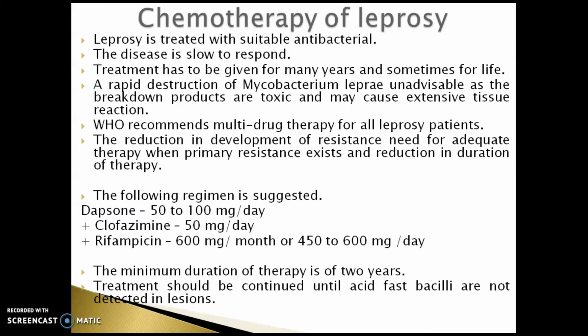There is a generally recommended regimen for the chemotherapy of leprosy. It has three drugs in combination: dapsone, clofazimine and rifampicin. Dapsone is given at 50 to 100 mg per day, clofazimine at 50 mg per day, and rifampicin at 600 mg per month or 450 to 600 mg per day. With these doses in combination, the leprosy may be cured in some years. The minimum duration of therapy is 2 years for the leprosy disease.